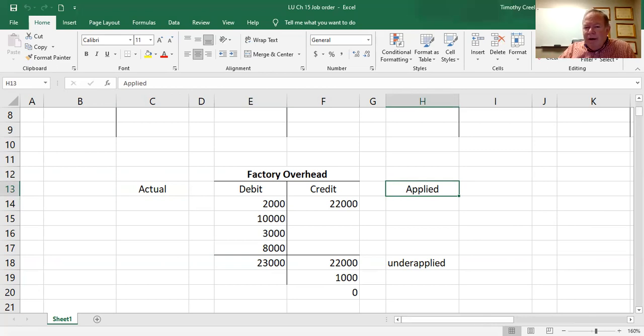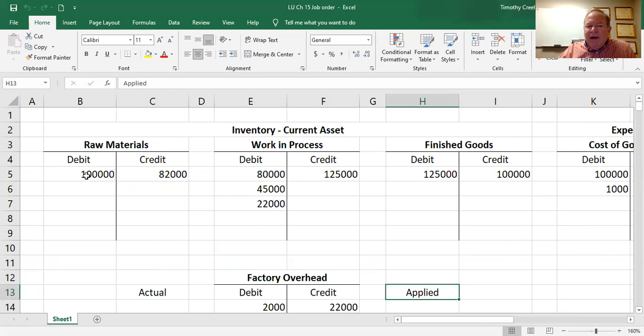Now, one thing to note, I'll go back up here. You'll notice it's a process here. Raw materials come in and they're waiting to go into production, and then once they get into production, they go into work in process. And then here also you see direct materials, direct labor, and factory overhead are all added. Remember that those are the three elements of product cost.